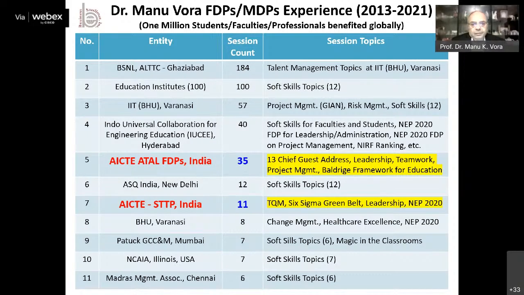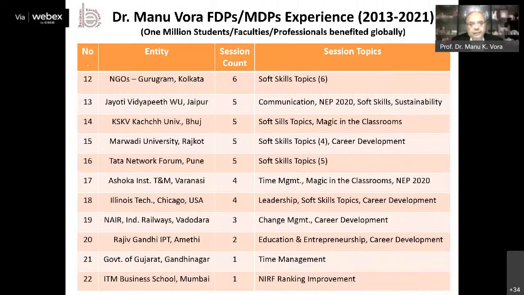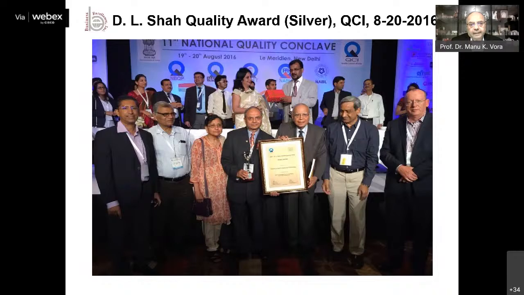Various education institutes, about 100 of them, had the soft skill program. There was more work at IIT BHU, Indo-Universal Collaboration, engineering education, 40 sessions, and a number of other institutes, including NGOs from Gurgaon and Kolkata, were imparted soft skill training. And for the government of Gujarat, we already talked about 5 lakh students and faculty benefited.